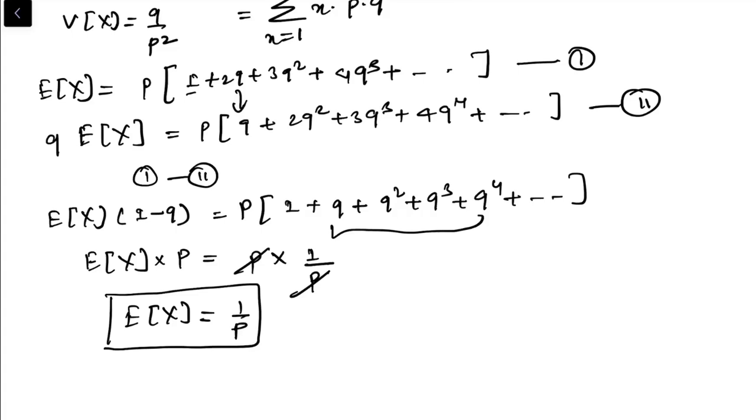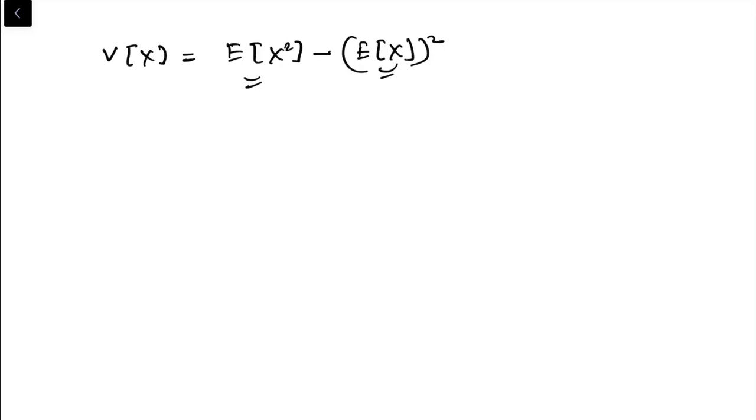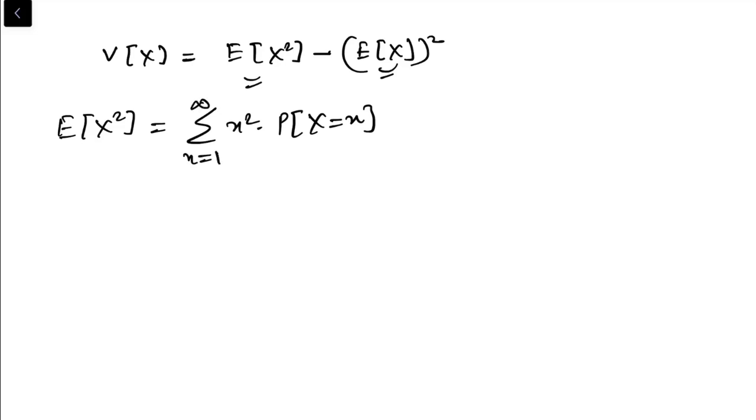Now let's look at the variance. So variance of x is expectation of x square minus whole square of expectation. We know this, we need to calculate this. So expectation of x square, the basic idea is same, x square times probability of x. X goes from 1 to infinity. So summation x equals to 1 to infinity x square times p times q to the power x minus 1.